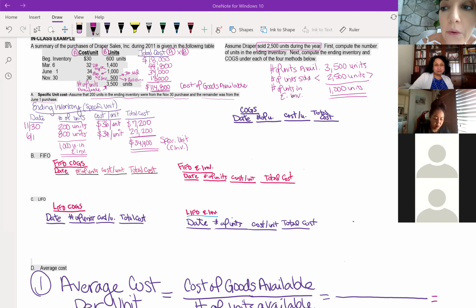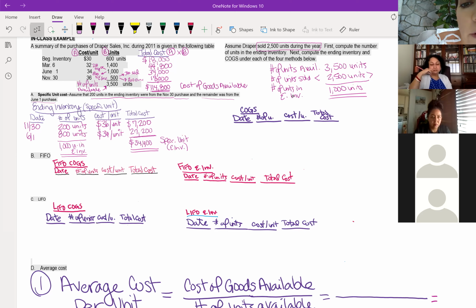Now, one way that you could back into cost of goods sold is you could just take cost of goods available of 114,800 minus the ending inventory balance of 34,400. That is one way. But if you wanted to identify which ones are specific left over and to double check your work, you can list it out here. So whatever is not identified is assumed to be sold in this case.